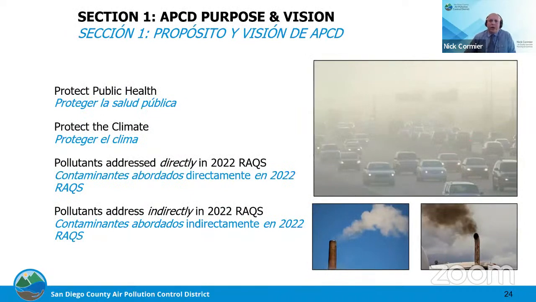Though the 2022 RAQS must primarily address ozone, we can also have parallel goals that address other sources of air pollution. The two overarching goals in the document are to protect public health and to protect the climate. To accomplish them, the 2022 RAQS first focuses on direct emission reductions of ozone precursors, namely NOx and VOC. Concurrently, the RAQS also considers co-benefits and indirect emission reductions of GHGs and PM where applicable.